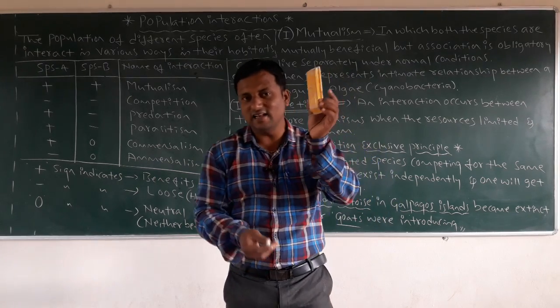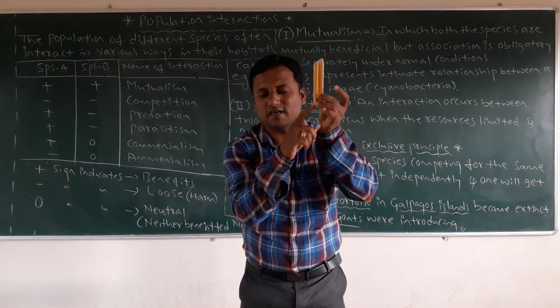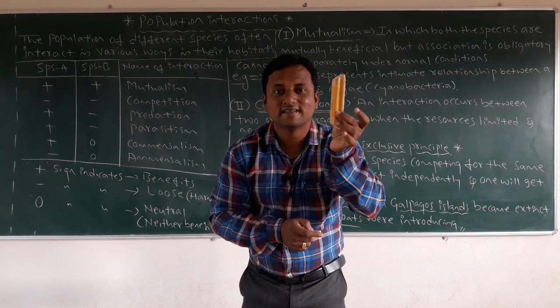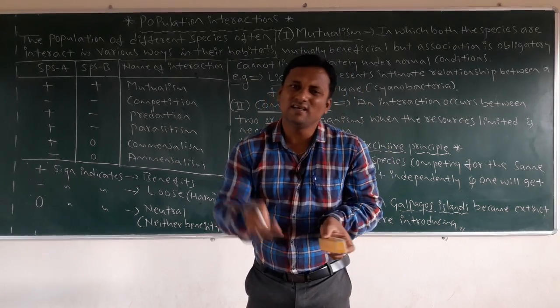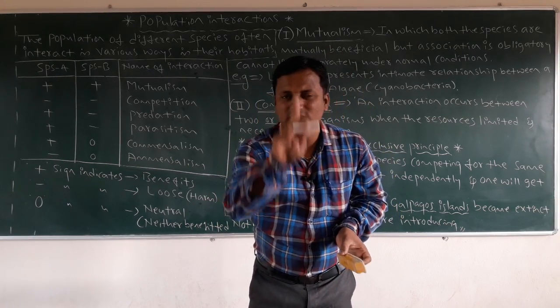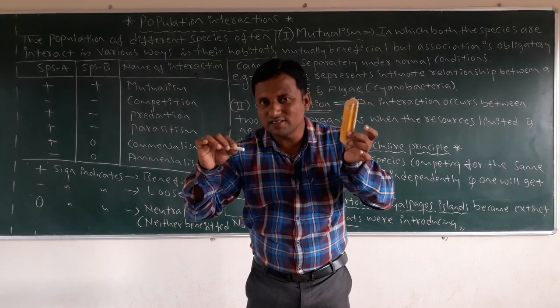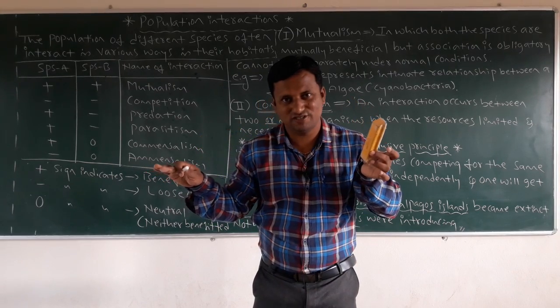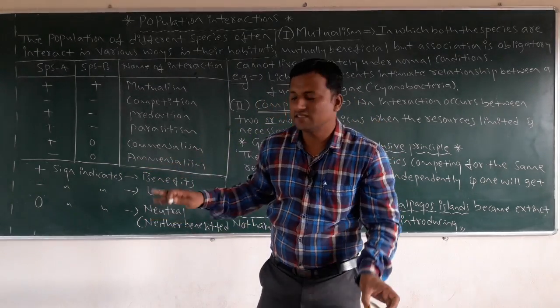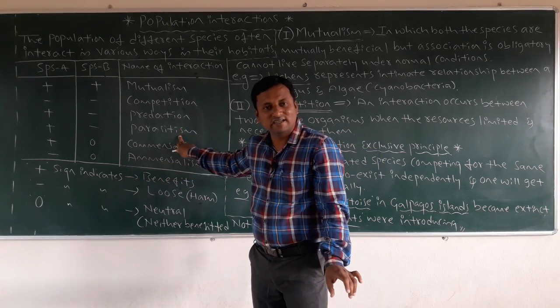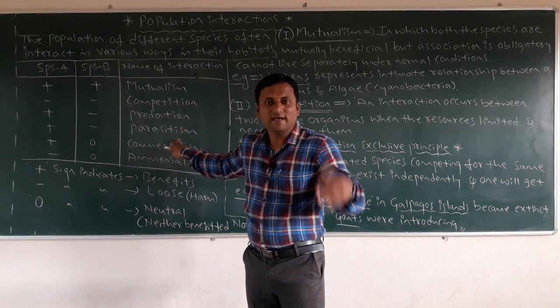If it kills this species, it means this species becomes a predator. What happens in predation? Obviously one species gets the benefit, another species completely loses. It becomes harmed. So the same condition is in this one only: parasitism. Parasites.